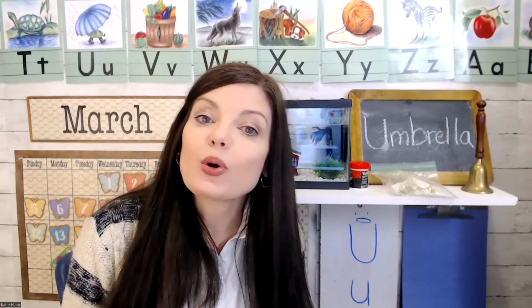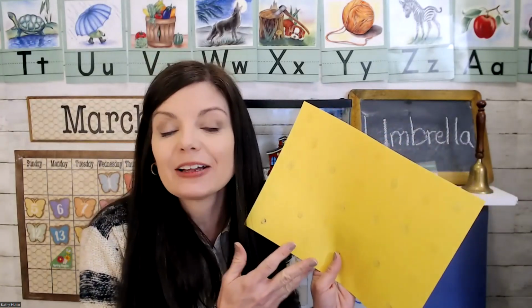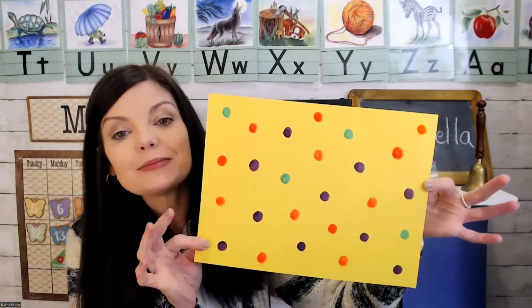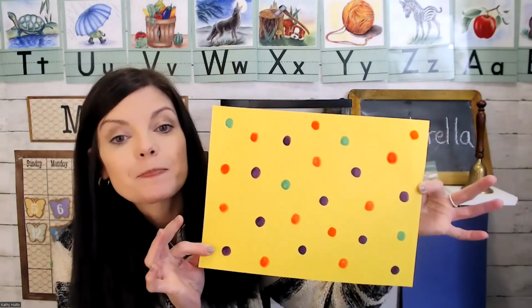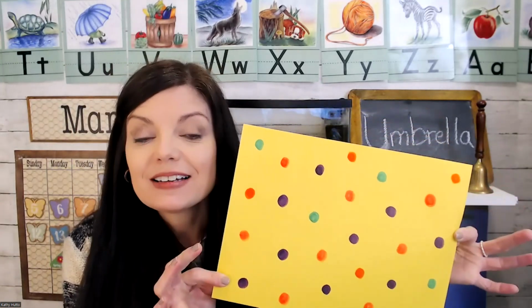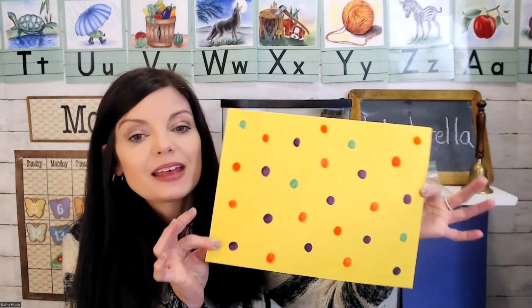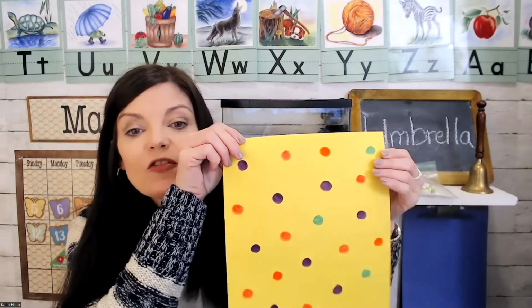For art today, we're going to make a paper umbrella. So you're just going to need a piece of paper. It doesn't matter what kind of paper or what color. And if you want to, you can even decorate the paper. I just made lots of polka dots on mine. This is going to be your umbrella. So decorate your umbrella however you'd like it to look. And then we're going to start folding it.